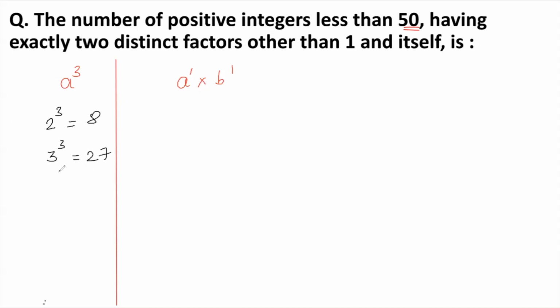And the next prime number is 5. So 5 cube will be 125. No, that's not possible. We have to take numbers less than 50, right? So of the form a cube, we have only two possible numbers, 8 and 27.